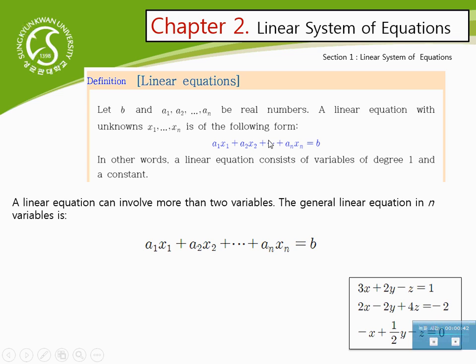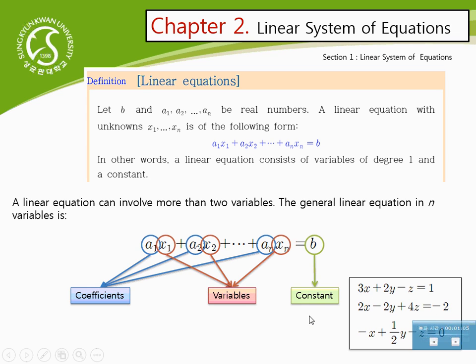Okay. This is the definition of linear equations. If the linear equation with unknown xi's is of the following form, with the real numbers ai's and b like this, then we call this a linear equation. And if we have a set of linear equations, then it is called a linear system of equations. These ai's are called the coefficients, these xi's are called the variables, and b is called the constant.